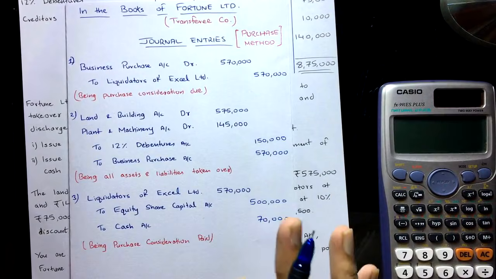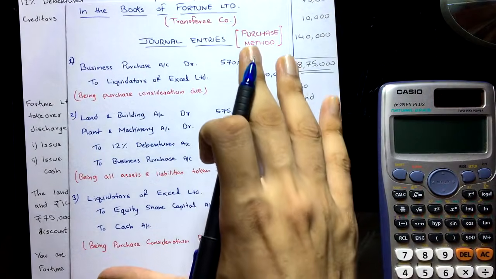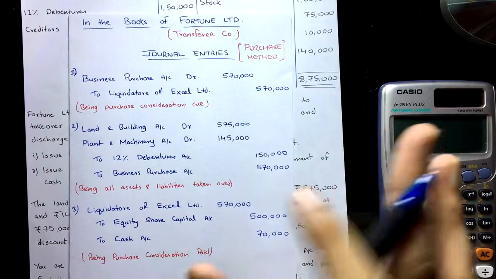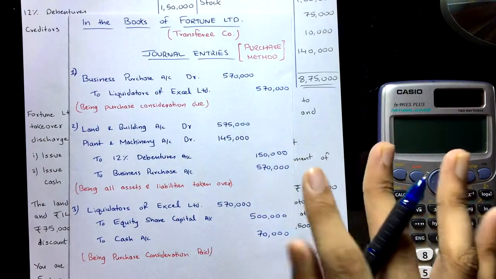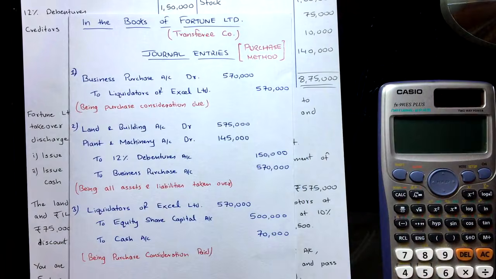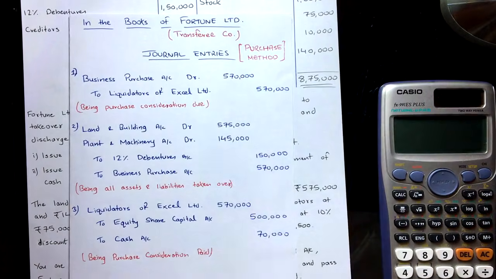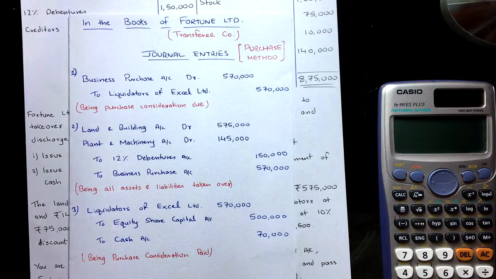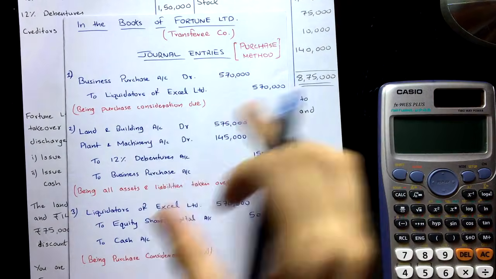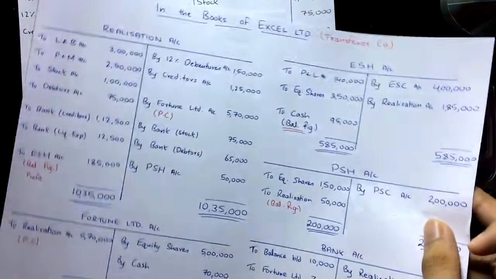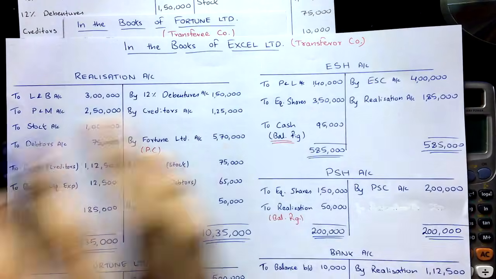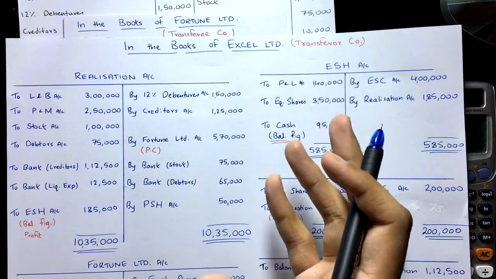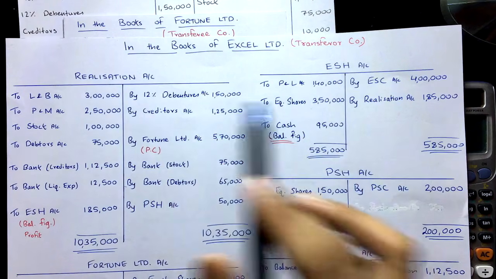You understood, right? So don't try to link the books of Fortune Limited and the books of Excel Limited. You have to do that separately, because there is no link here. Here AS 14, accounting standard 14, applies. We see whether it is amalgamation in the nature of merger or purchase and do the journal entries accordingly. But in the books of Excel Limited, the transferee company, AS 14 doesn't apply. We use simple GAAP rules to close the company. That's it.